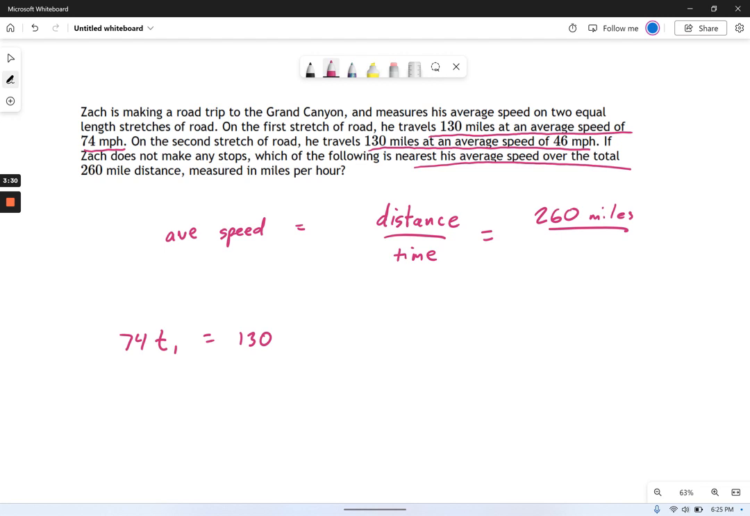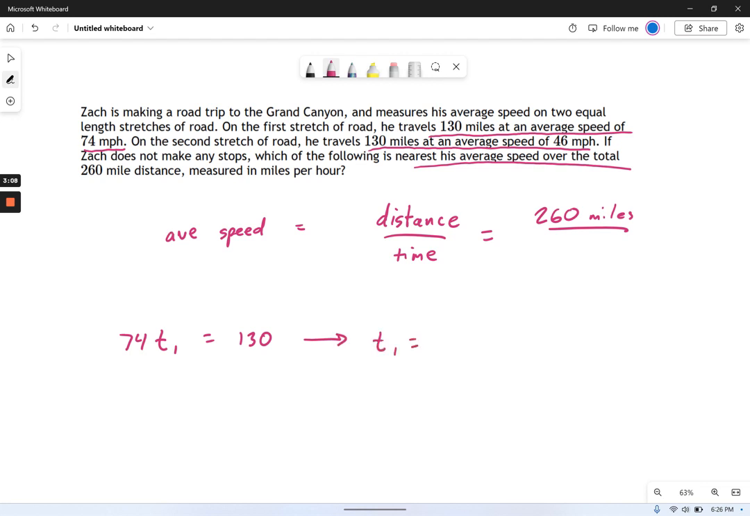Speed times time, miles per hour, and if you multiply that by 1 hour, you're going to get how many miles you went. So if time 1 was exactly 1 hour, I would go 74 miles. If time 2 was 2 hours, I would go almost 150 miles. So it looks like we're a little less than 2 hours here. So we're going to solve this one and see what we get for time 1.